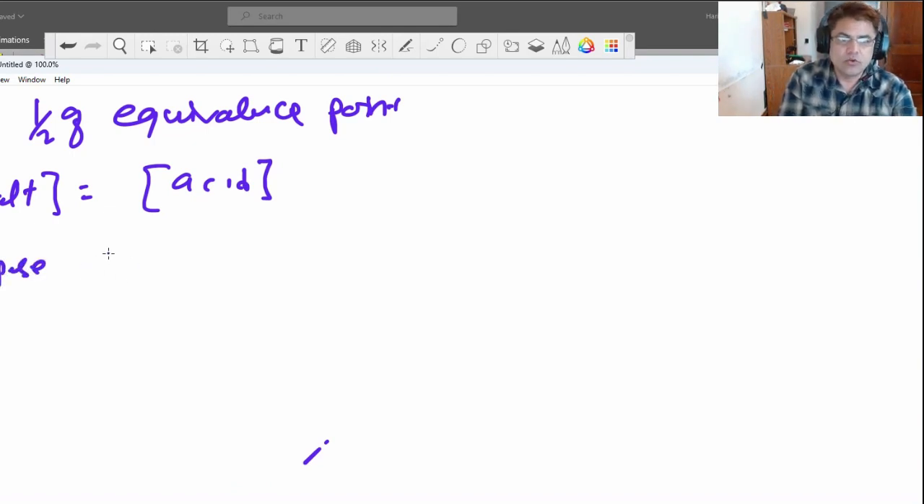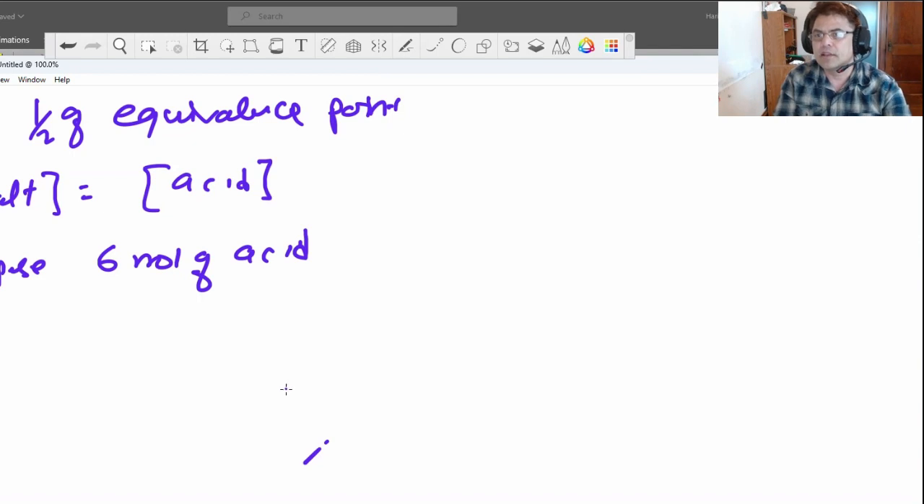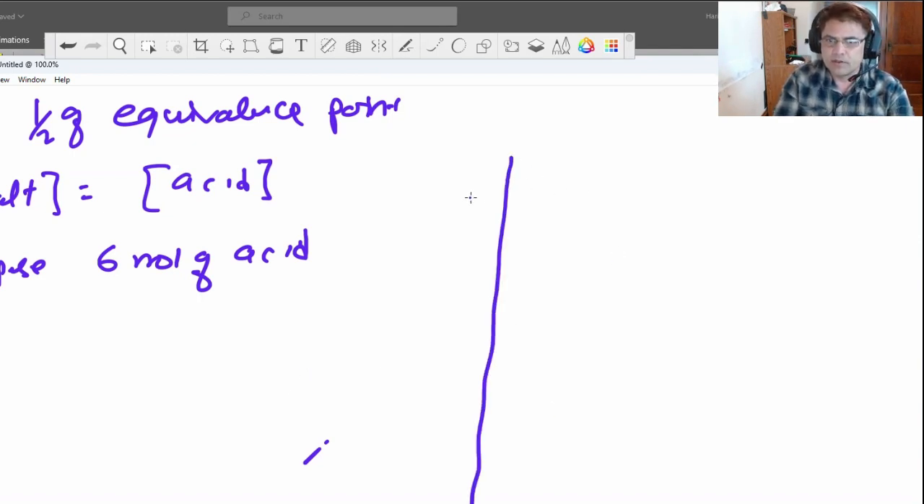Suppose that you have 6 mole of acid, and now let's see what happens at the equivalence point and at half of the equivalence point. Now let me make a chart here.